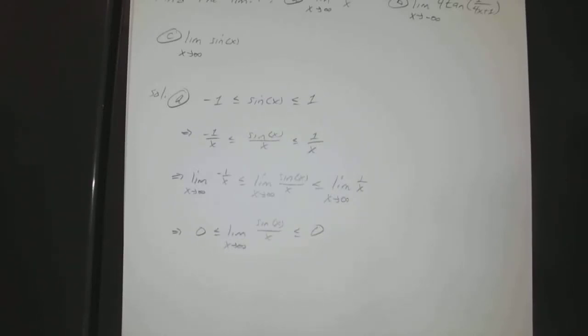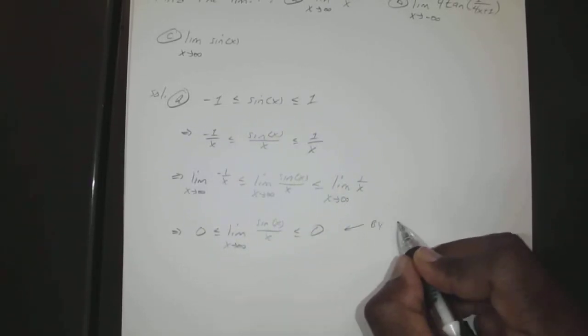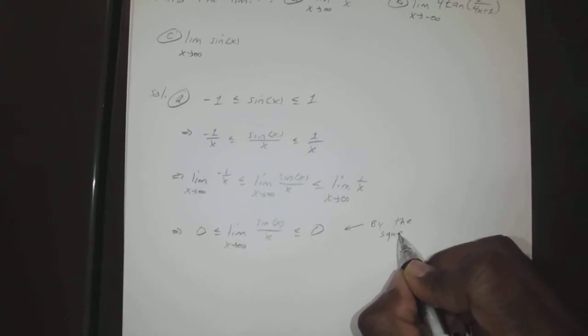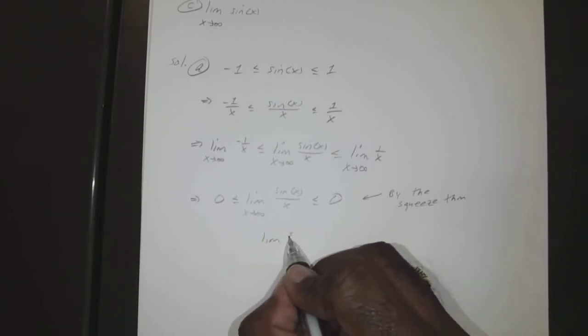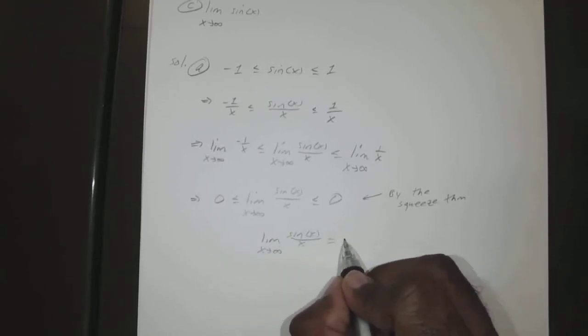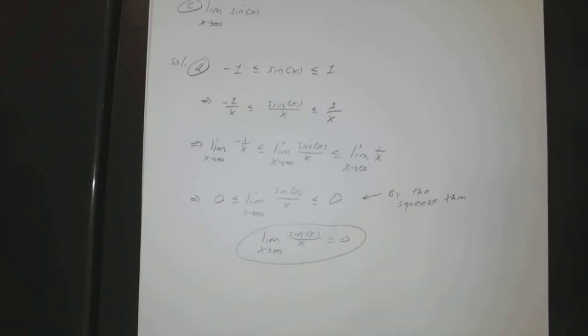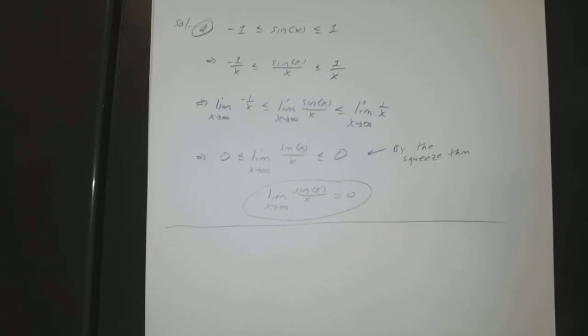Okay. So just remembering the sandwich theorem, or squeeze theorem, whichever, I forgot which name this book used. I think it's squeeze theorem. By the squeeze theorem, the limit of sine of x over x as x approaches infinity equals 0. All right, so we'll do B.